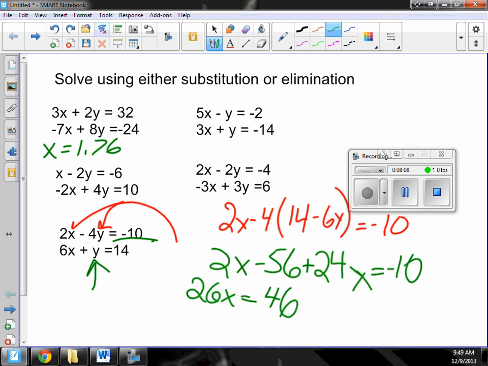Now the nice thing about substitution is if you plug it back into the substituted equation, then the y is already isolated. So if I plug this in here, I don't need to move anything. I just need to type in 14 minus 6 times 1.76. That's going to be 3.4. Oh, 14 minus 6 times 1.76. 3.44.